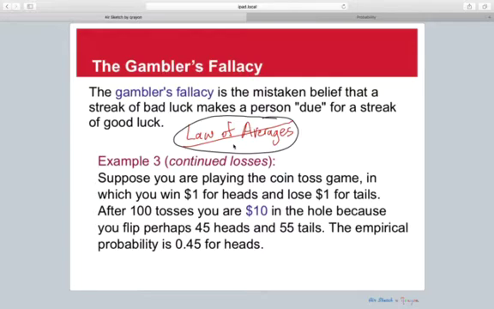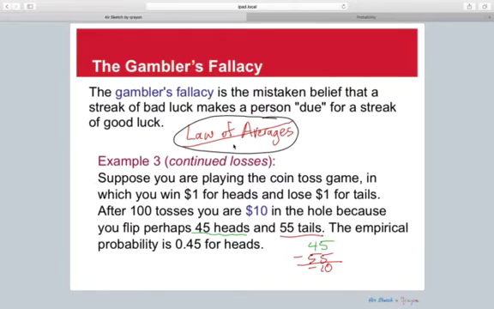All right. Let's look at an example of this. Suppose you're playing the coin toss game in which you win $1 for heads and lose $1 for tails. After 100 tosses, you're $10 in the hole because you got 45 heads but 55 tails. Let's just work that out numbers-wise. With 45 heads, you got paid $45, but 55 tails means you had to pay back $55, which when we subtract still leaves us $10 in the hole.